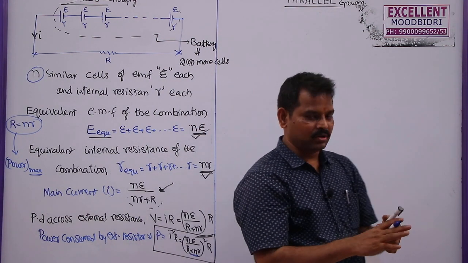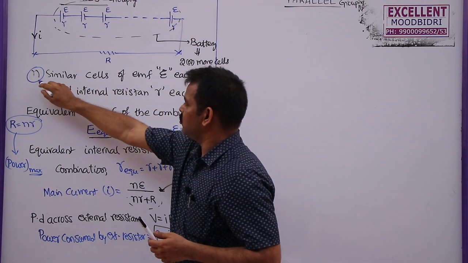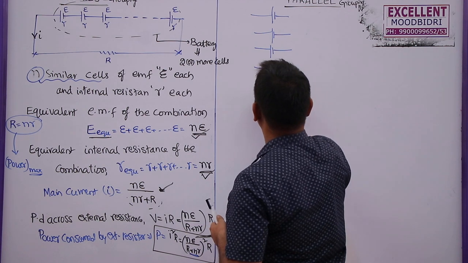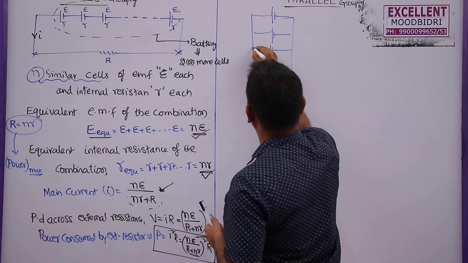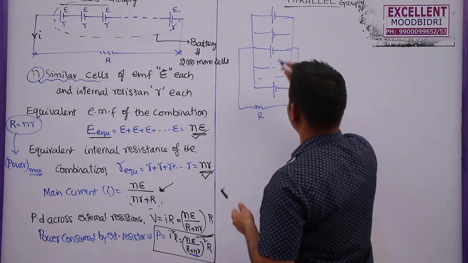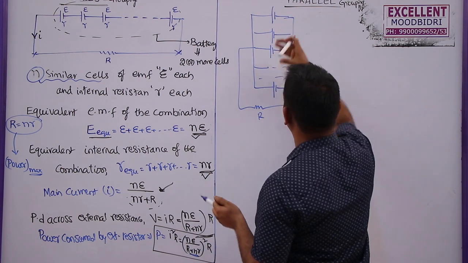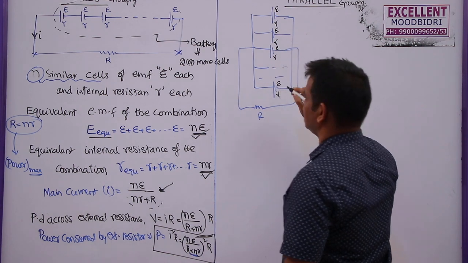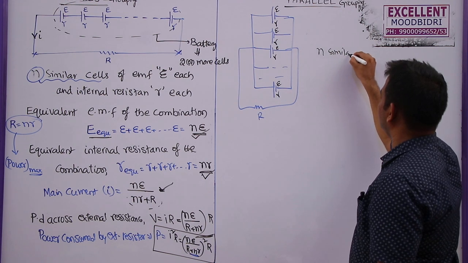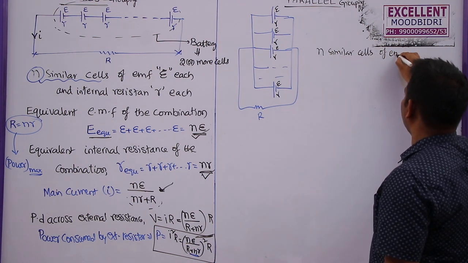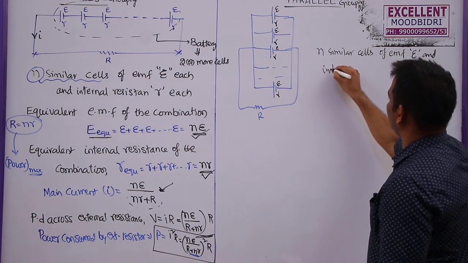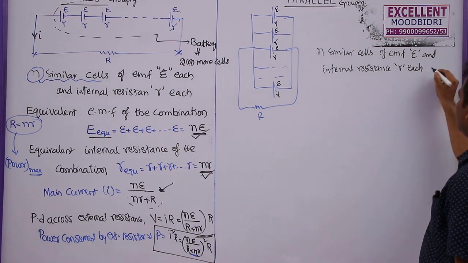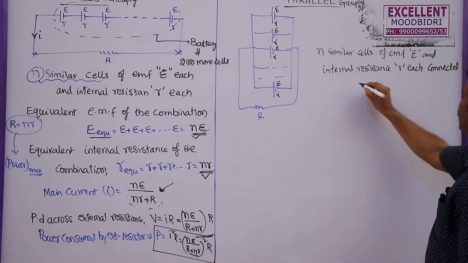Now we come to the parallel combination of cells. In the parallel combination, once again I took n similar cells, connected like this, and this is connected to one external resistance capital R. These are the internal resistances, small r each, and the EMF of each cell is E, because here also I am connecting n similar cells of EMF capital E and internal resistance small r each, now connected in parallel.